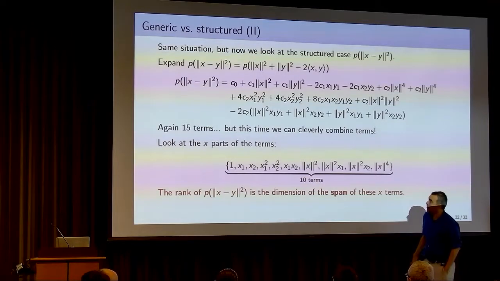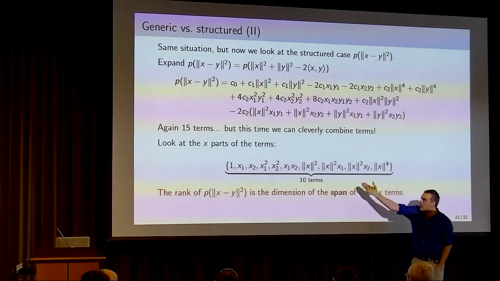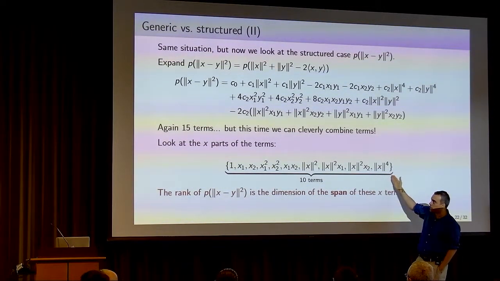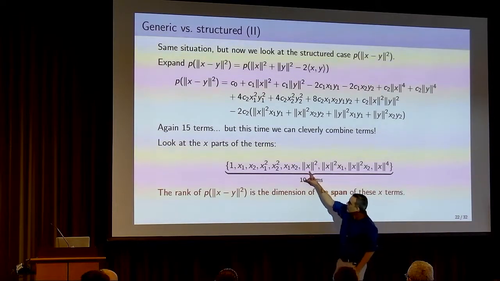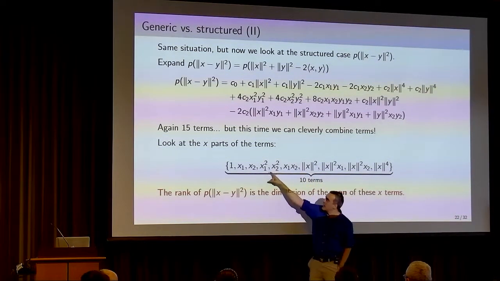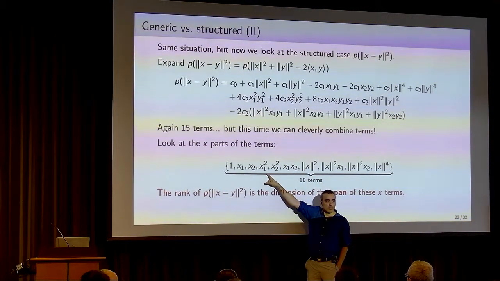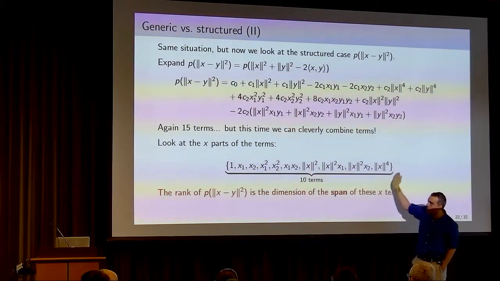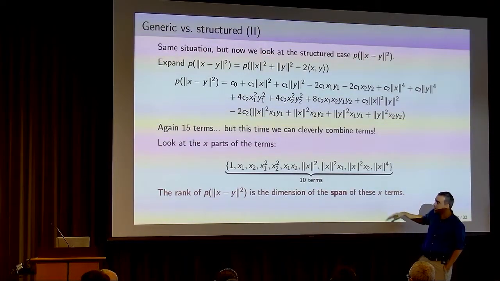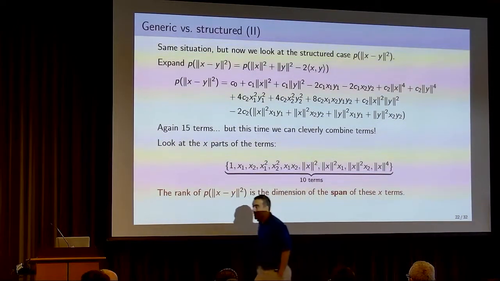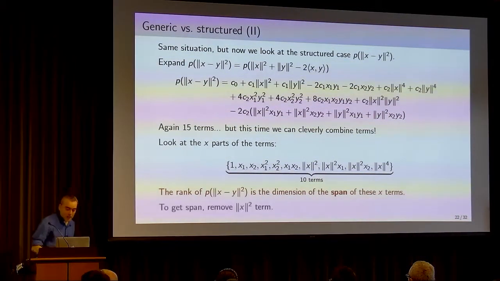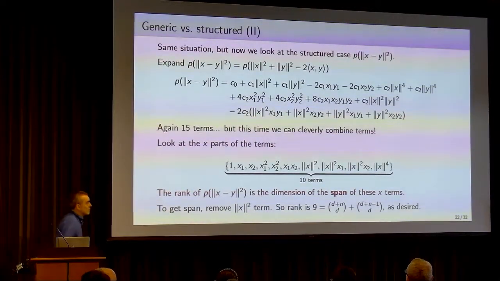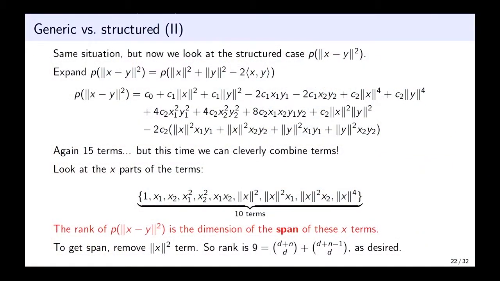And furthermore, so really what I'm interested in is what is the span of these functions in there. And furthermore, this norm of x squared is in the span of these other two terms. So what happens in here is that the rank of that matrix is going to be the span of these vectors, and it's actually going to be equal to 10 minus 1, which is equal to 9. Right? And it's exactly this binomial coefficient that appears in there.